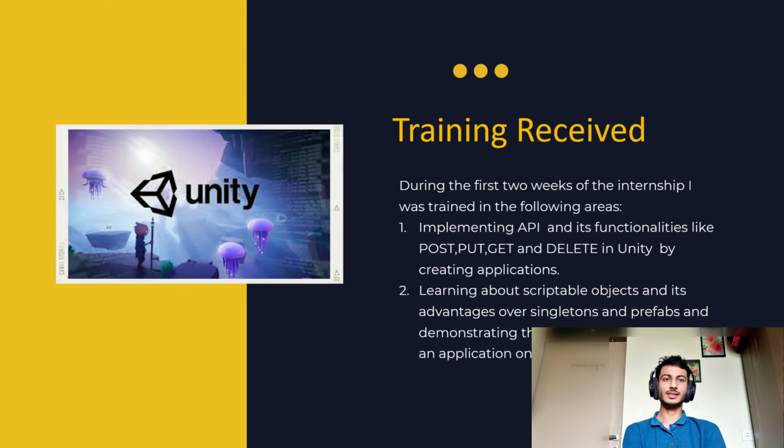The training I received was only during the first 2 weeks of the internship, and as I was familiar with the Unity engine, I was given more advanced topics of Unity to learn. I was told to learn API and the functionalities like post, put, get and delete, and use these functionalities in Unity to create applications. I was also told to learn about scriptable objects, their advantages over singletons and prefabs, and demonstrate these advantages by creating an application in Unity.